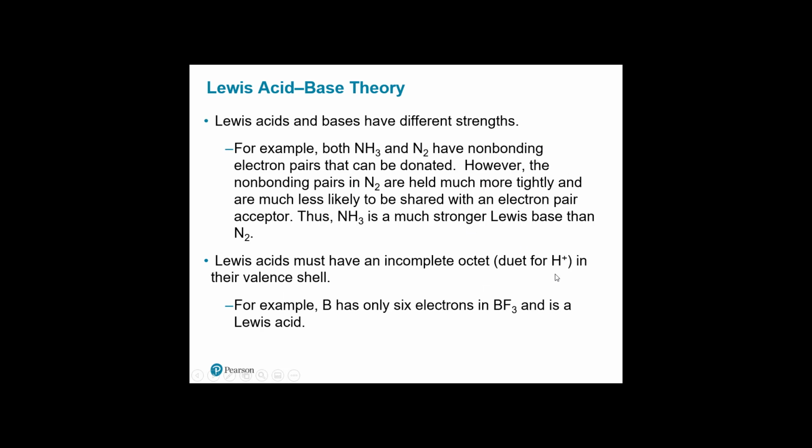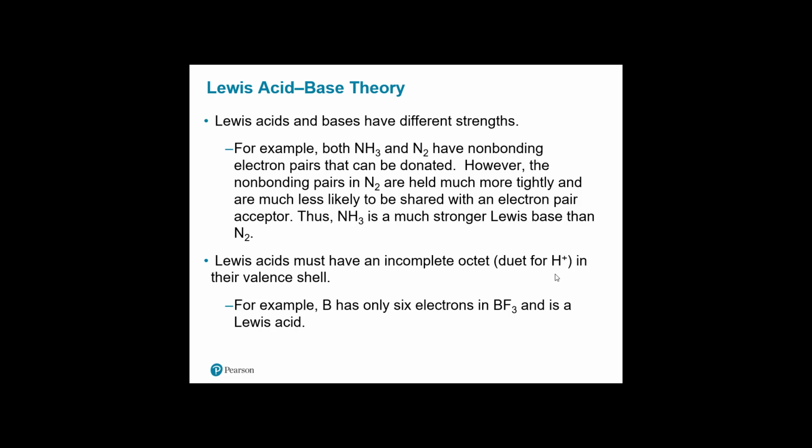Okay, so Lewis acids and bases have different strengths. For example, ammonia and nitrogen both have non-bonding electron pairs that can be donated. However, non-bonding electrons in nitrogen are held much more tightly and are less likely to be shared. So nitrogen has a lone pair and it will share them, so it is a stronger Lewis base. Lewis acids must have an incomplete octet, or a duet for hydrogen, in their valence shell.